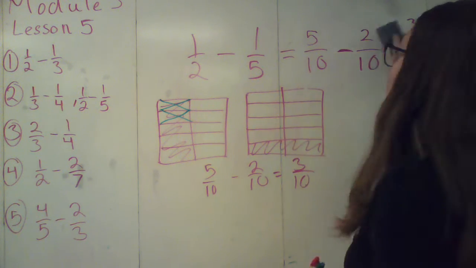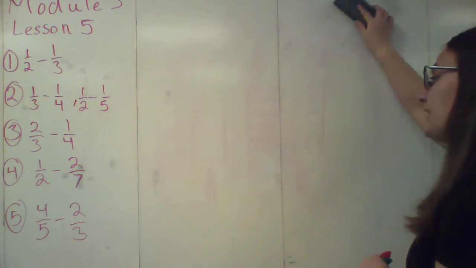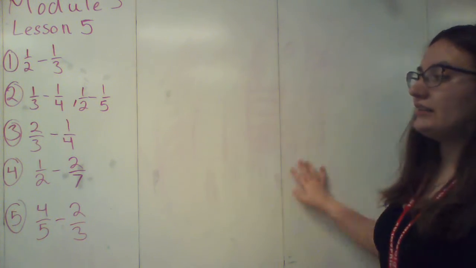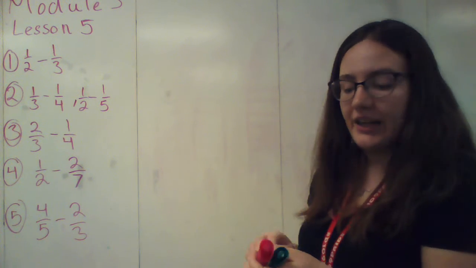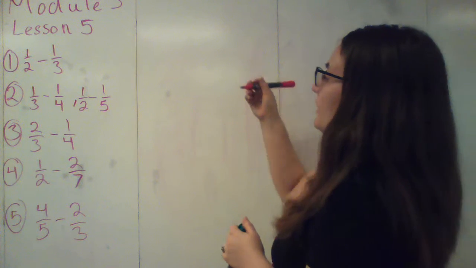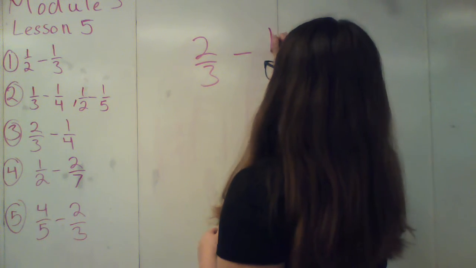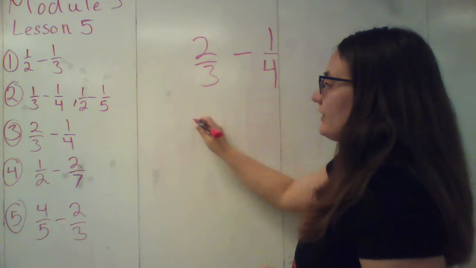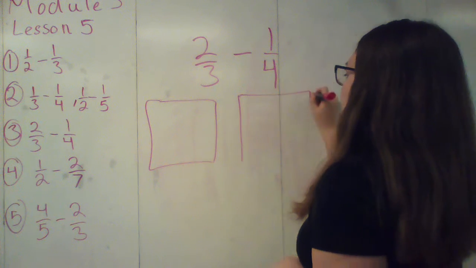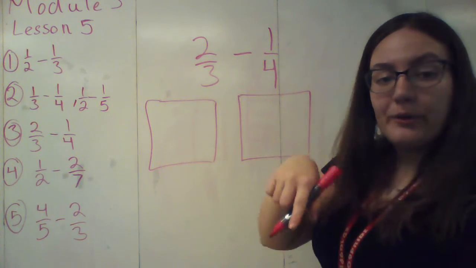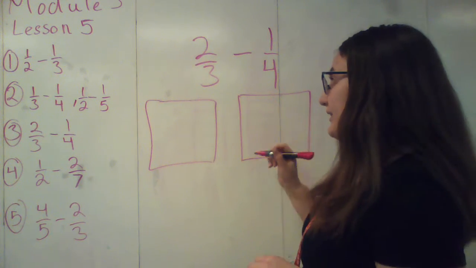So let's take a look at problem 3 now. And we're just going to continue doing this model and the numerical process. It's just that eventually our models are going to get a little bit bigger from what we've been used to. So now I have 2 thirds minus 1/4. So I'll draw my model for 2 thirds. I'll draw my model for 1/4. Make sure you pause the video, try this one on your own, and then come back together with me.